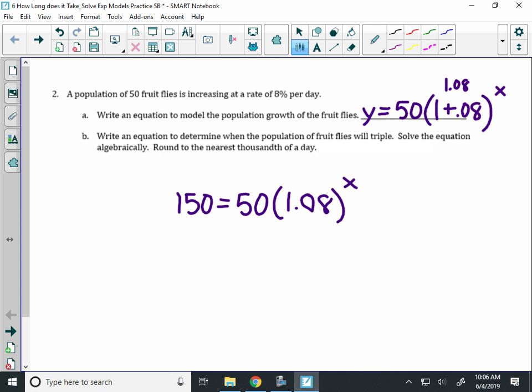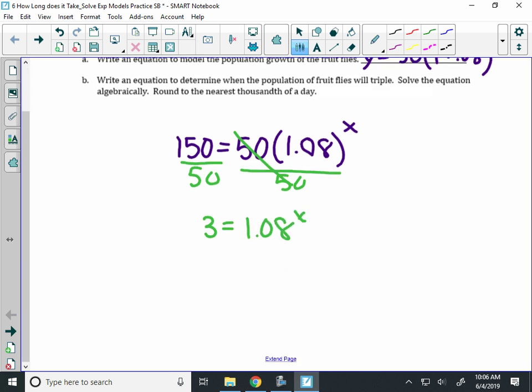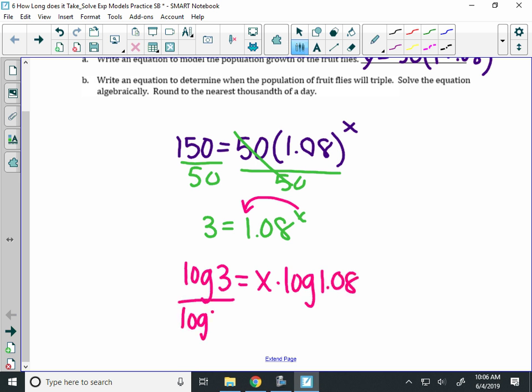So how long until this amount of fruit flies gets me to 150? I'm going to solve this exponential just like we were doing in our notes. We'll start by dividing by 50. So I get 3 equals 1.08 to the x. And then from here, all I have to do is take the log of both sides. Log of 3. Our logarithm law says that the x is going to come down in front of the logarithm. And then I'm going to divide both sides by log of 1.08.